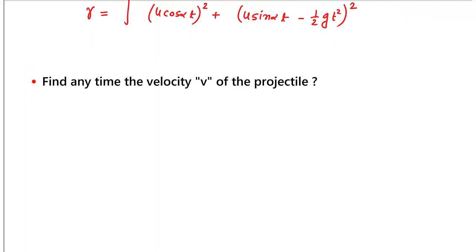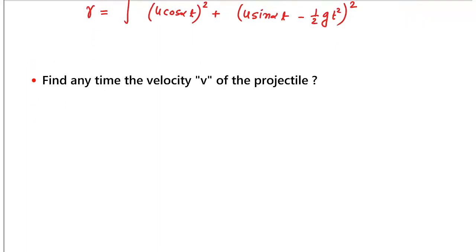Now we can also calculate the velocity of the projectile at any point of time. Basically, if you have this projectile, so this is your projectile. At any given point of time, it has two components of velocity. One is the x component, another is the y component. So this is your v x and this is your v y. And initially, it has been thrown with velocity u.